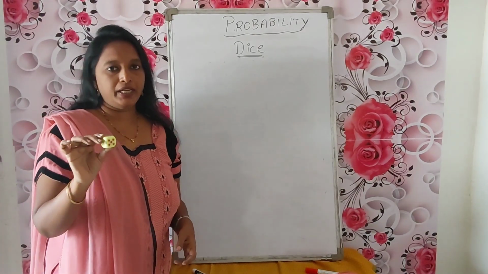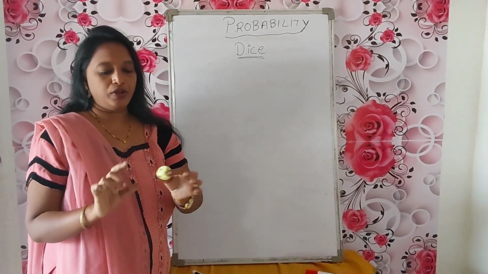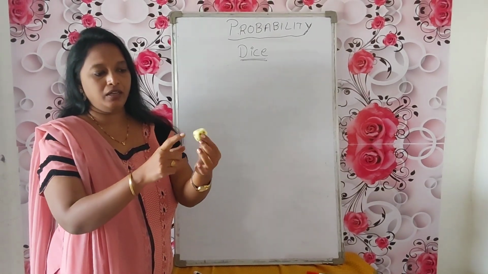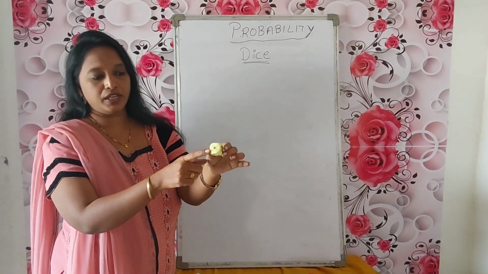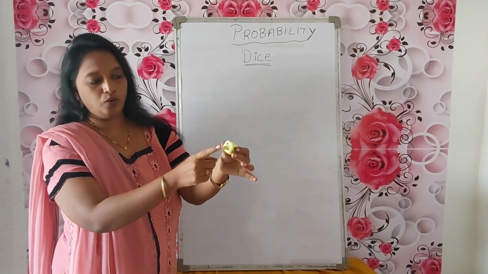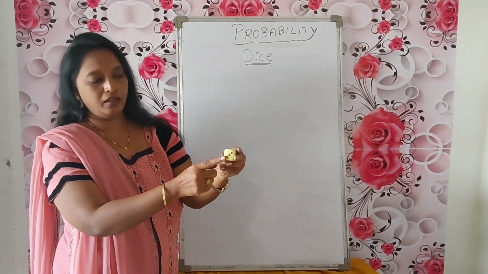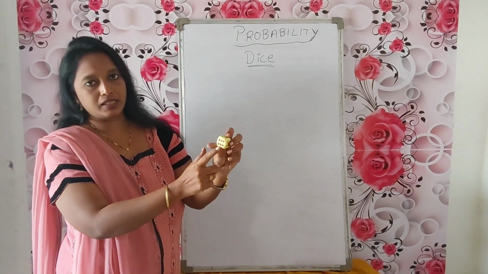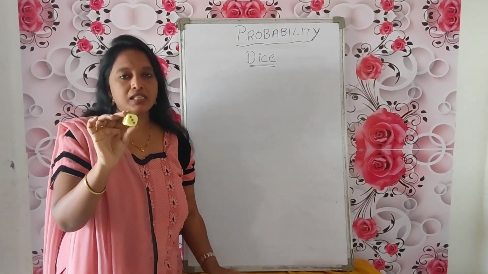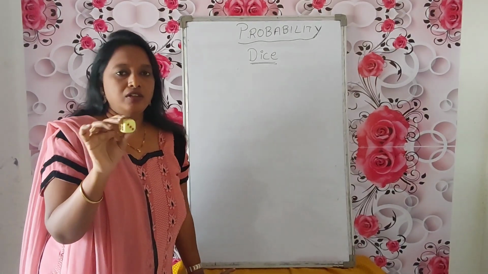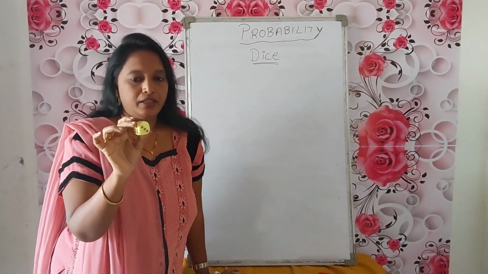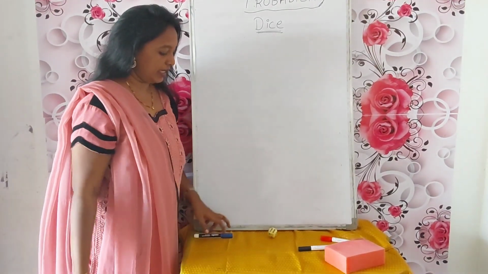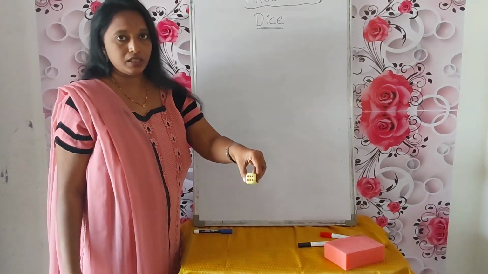So, here I am taking a sample dice and I am showing you this dice has 6 faces. Check here, 1, some dots are there, 1, 2, this side 3, this side 4, 5 and 6. So, there are 6 faces and each face has some number of dots on it, 1, 2, 3, 4, 5 and 6.